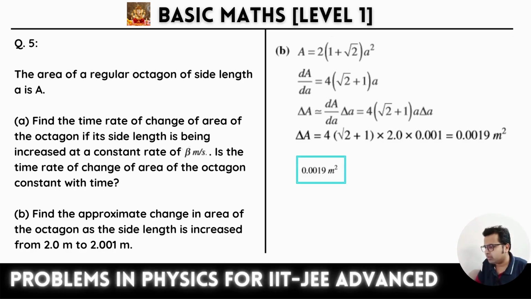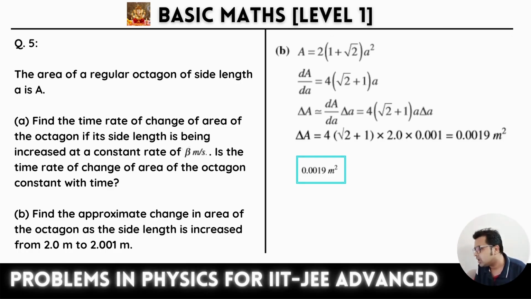Part B is very easy. As you can see, when the length is increased from 2 to 2.001 meter, you have to calculate the change in area. You can do it in multiple ways. The traditional method is to calculate using the formula: you take a1, a2, then a2 minus a1, simplify the formula, put in the values, and you get the answer. That is the traditional method. But let's do a very fast method, because the traditional method requires some calculation.